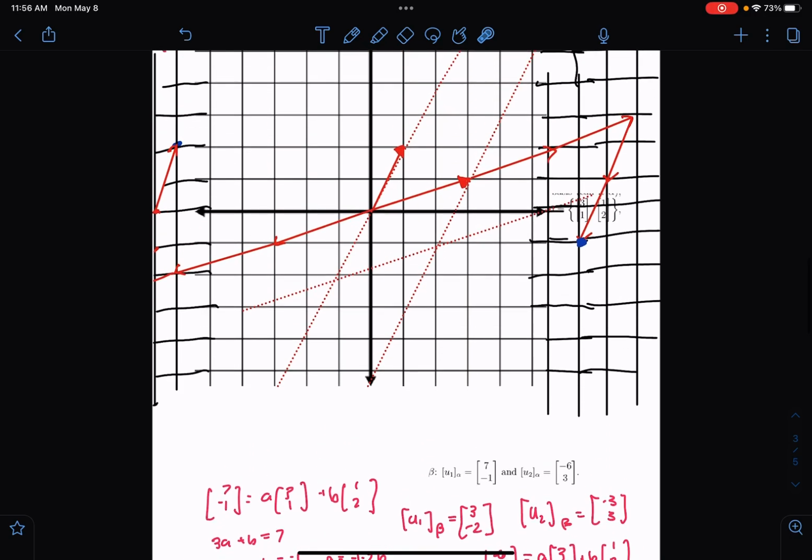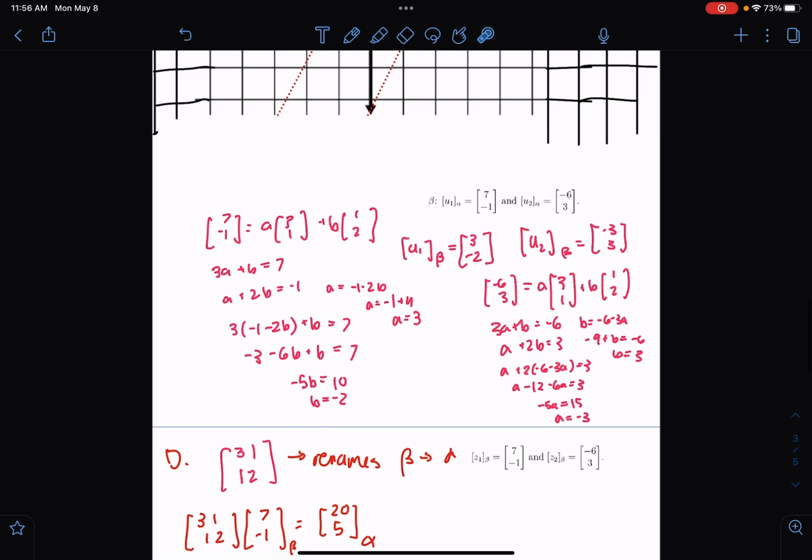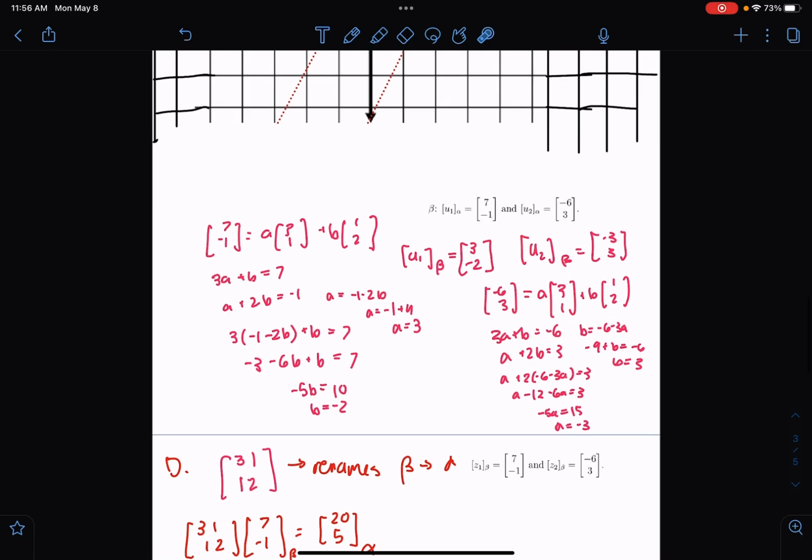And then for U2, which is negative 6, 3. Sorry, the graph kind of goes off the page, but it's going to take negative 3 of the 3, 1 vector, and then positive 2 of the 1, 2 vector to get to the new spot. So, just like the linear combination, U2 in the beta basis is going to be negative 3, 2. And again, I double checked it with the linear combination.